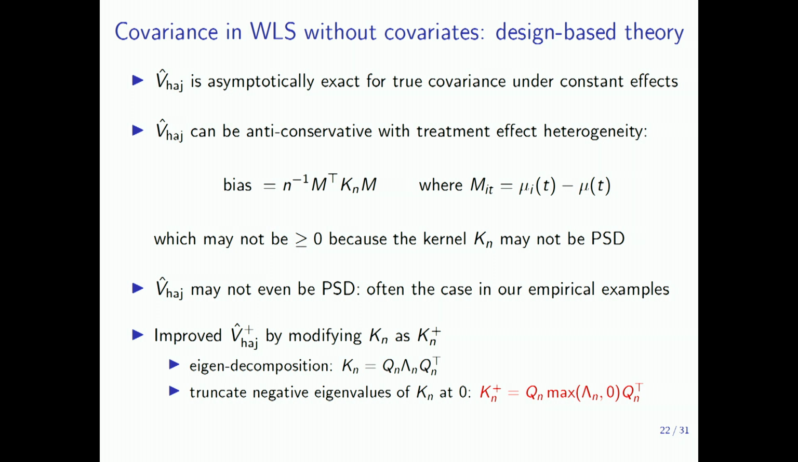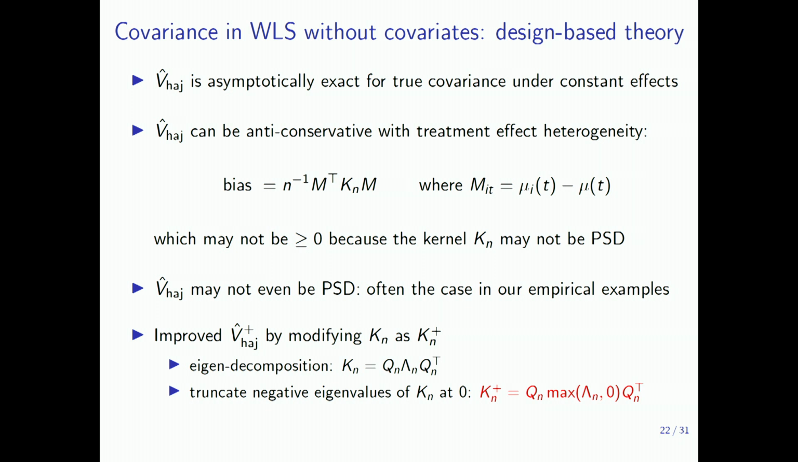Unfortunately, in general, it can even be anti-conservative because the bias, even though it looks like a quadratic form, is not necessarily positive, because the kernel matrix Kn may not be positive semi-definite, may not be PSD. Okay, that's a problem of this network robust standard error, but it's not a big problem.